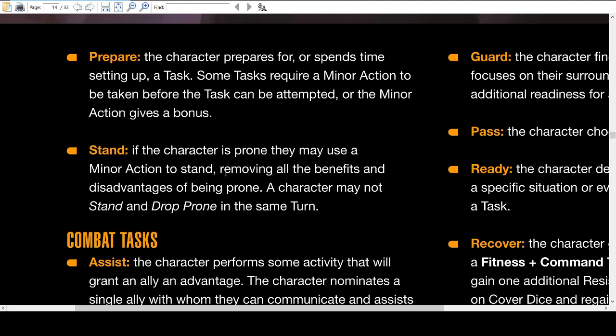I'm not sure if there will be any explanations of the benefits and disadvantages of being prone, but it's a rule to just keep in mind. And obviously it sounds like there are some combat benefits and considerations to staying prone or standing. Yeah. One questionable point: is there a difference between prone and kneeling?